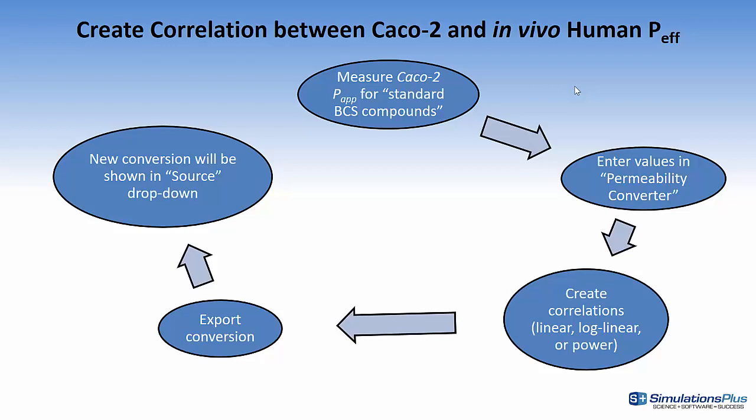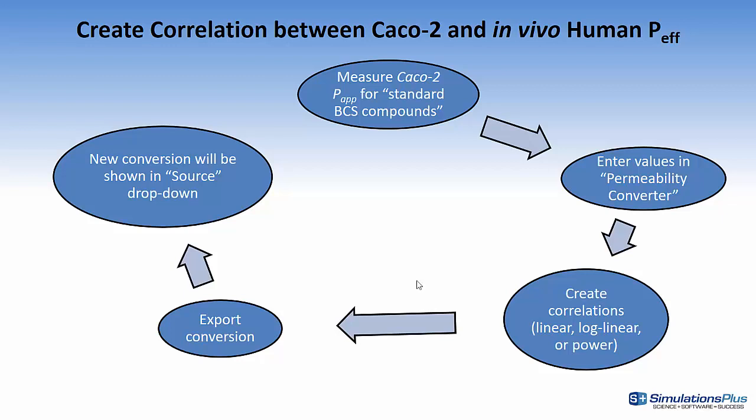These values will be then entered into the permeability converter in GastroPlus. GastroPlus will then create various correlations of your data with human PEF, so it'll create 3 types of correlation: a linear, log linear, and a power correlation. You'll choose one of these correlations, export it, and then it will be saved in GastroPlus and saved as a source on the drop-down menu.